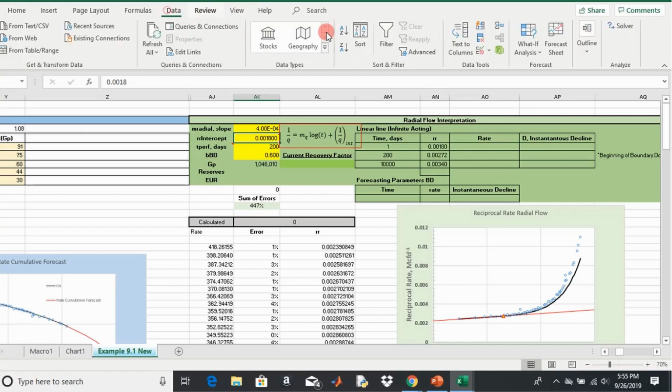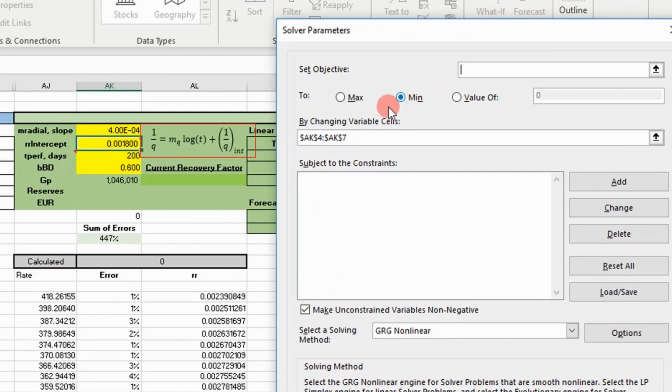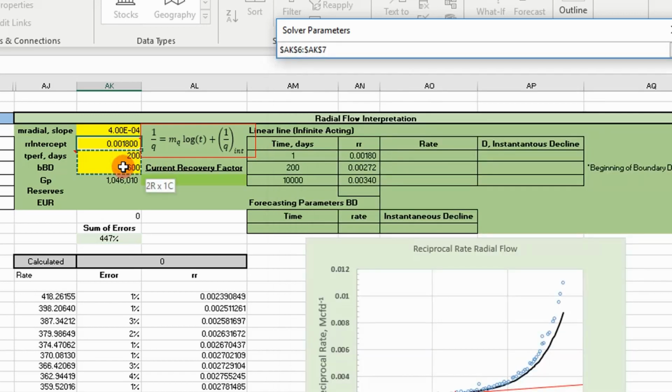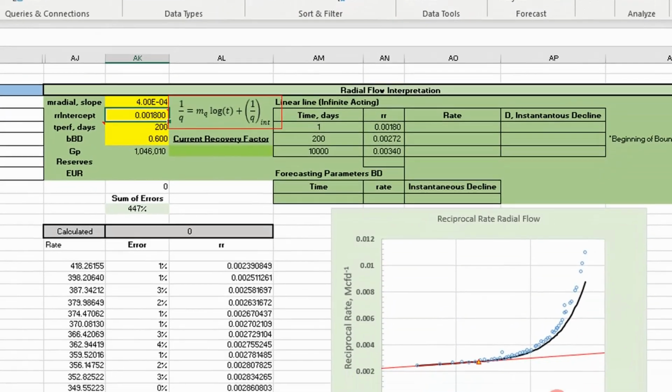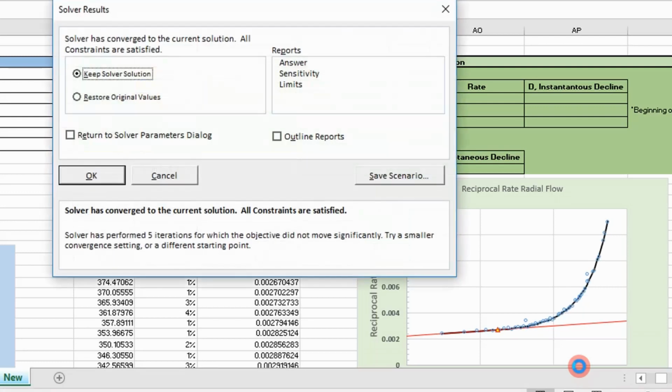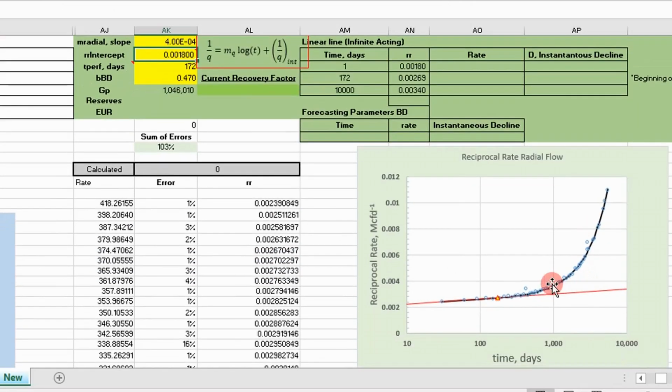So if you go to data, solver, I want my objective to be the error. I want to minimize the error by changing the parameters that are related to determine my boundary dominated flow. So I'm going to change the end of the triangle there, the end of radial flow, and the B boundary dominated. And so you can see, it went through the data pretty nicely. Wow. So that's a good fit.